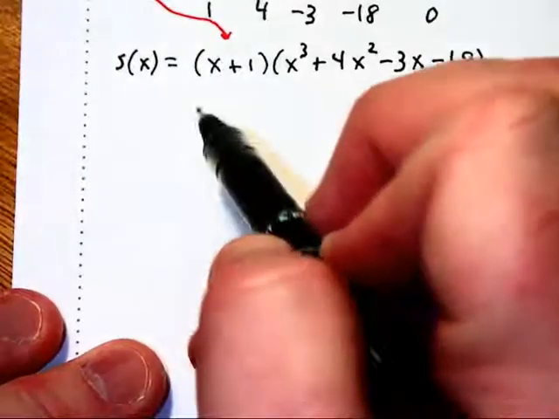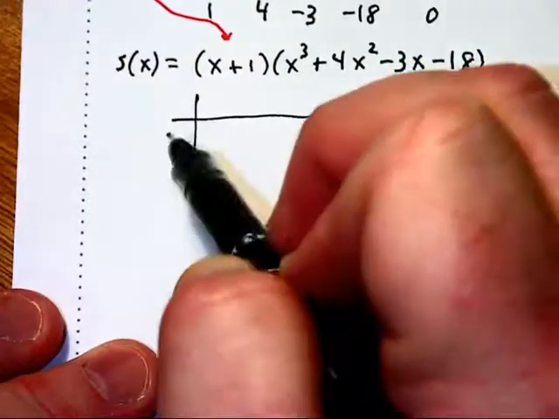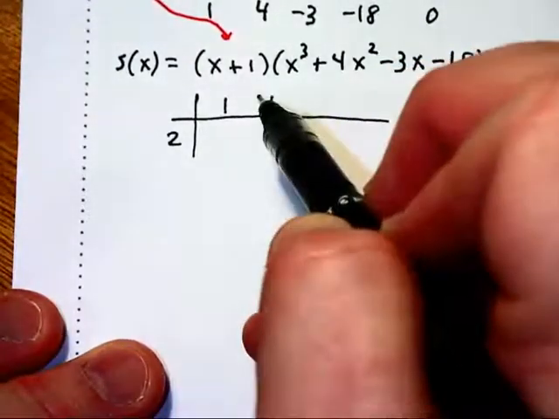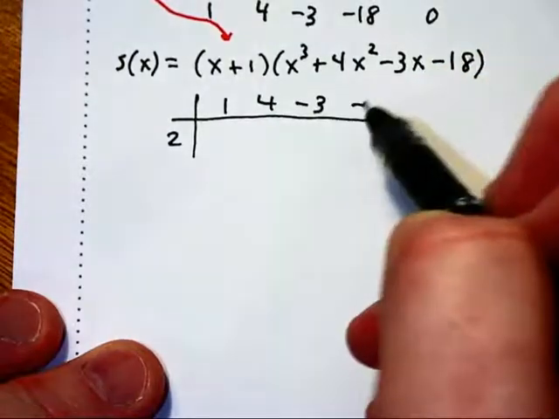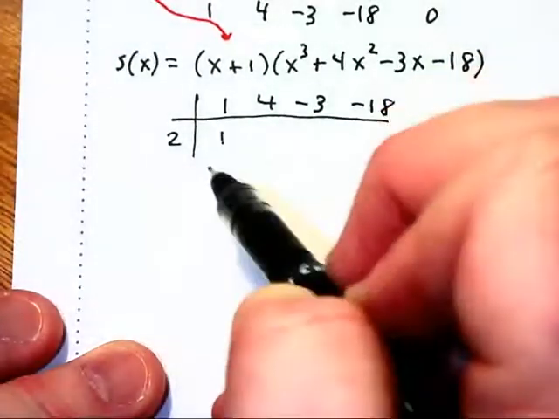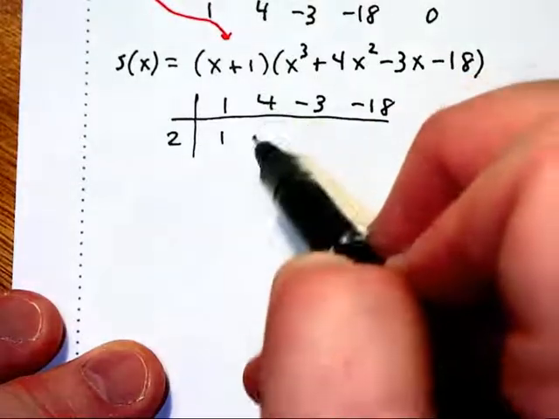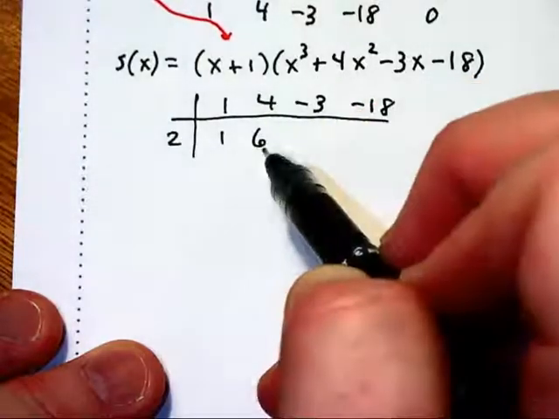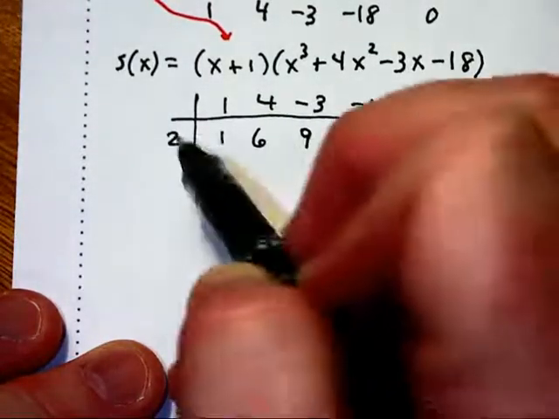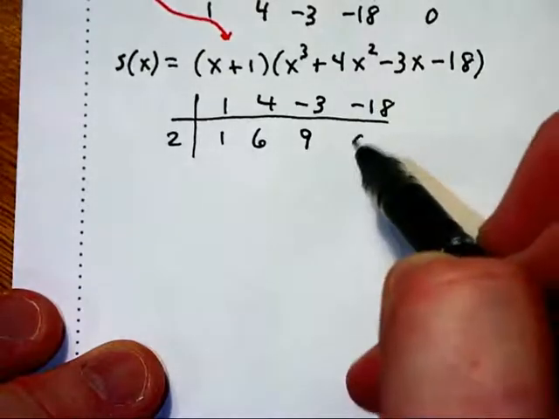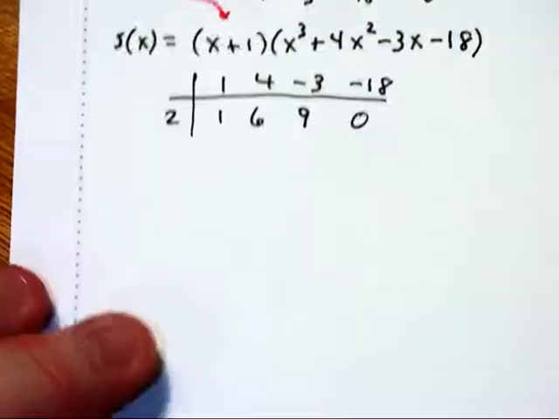Let's try 2 as a starting point. So we've got 1, 1, 4, negative 3, negative 18. Bring down our 1. 2 times 1 is 2, plus that 4 makes 6. 2 times 6 is 12, minus that 3 makes 9. 2 times 9 is 18, minus 18 is 0. We got lucky very quickly here.